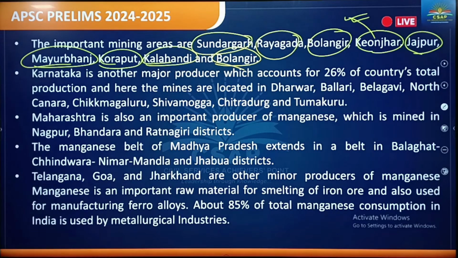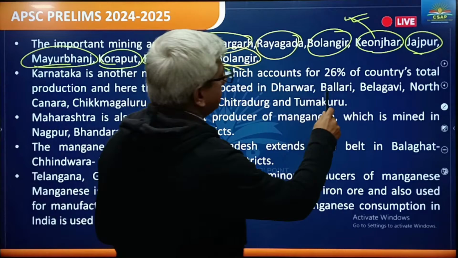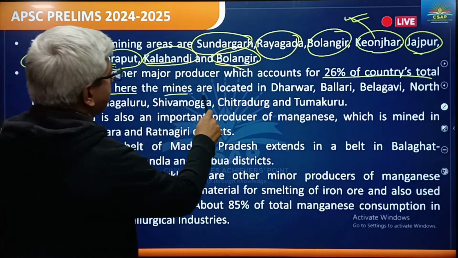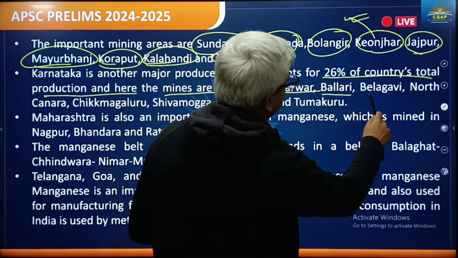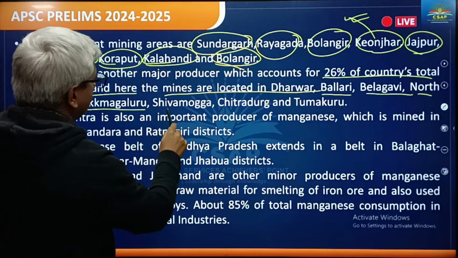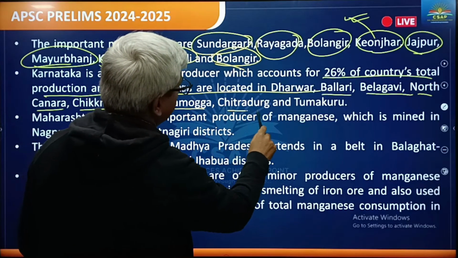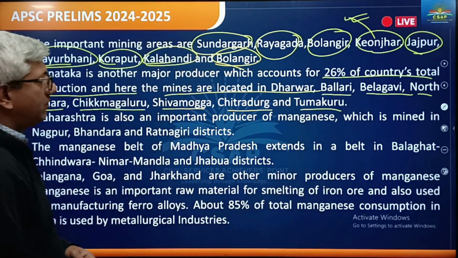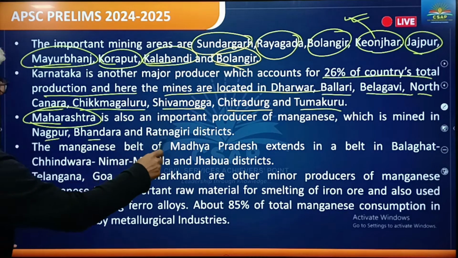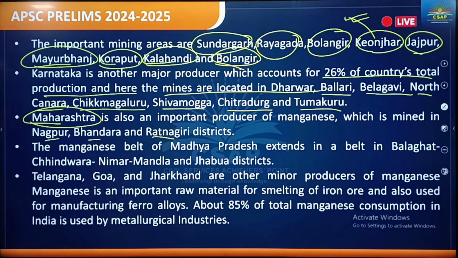Karnataka is another major producer which accounts for 26% of the country's total production, and here the mines are located in Dharwar, Bellary, Belagavi, North Kannada, Chikmagalur, Shivamogga, Chitradurga and Tumakuru. Maharashtra, another important state, is also an important producer of manganese which is mined in Nagpur, Bhandara and Ratnagiri districts.